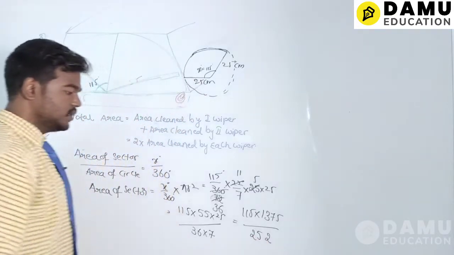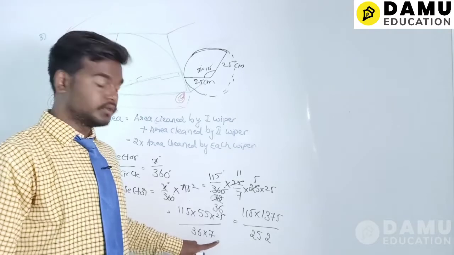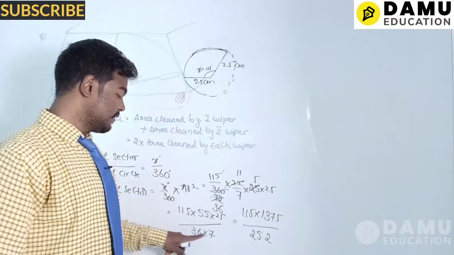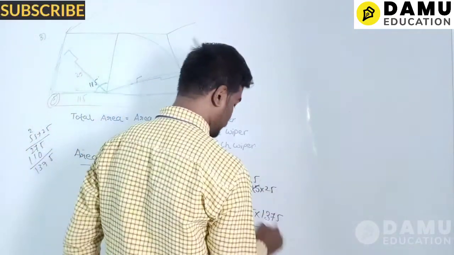So what value are we getting? 252. 7 6s are 42, 7 3s are 21 plus 4, so 252. This is the value we got.